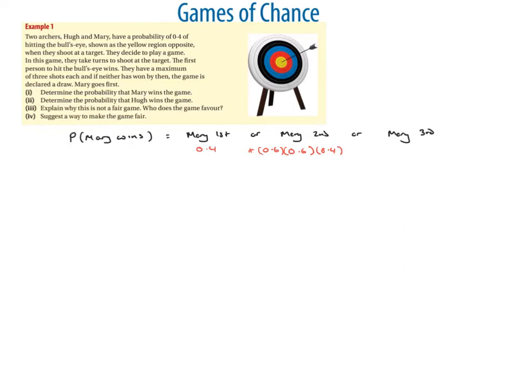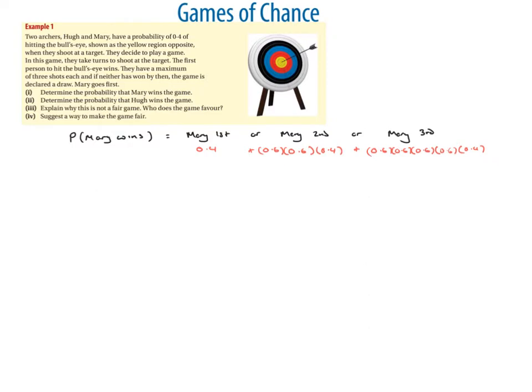The third one then is that Mary misses the first one, so 0.6. That means that Hugh has to miss, 0.6. Then Mary misses again with a probability of 0.6. But for Mary to win, Hugh then has to miss again with 0.6. And then Mary has to hit, which is 0.4.